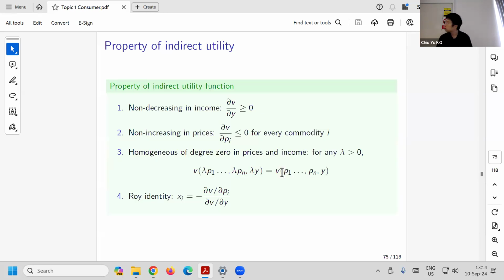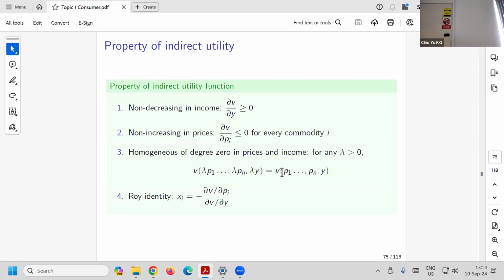Before we do that, there are some properties that are not surprising. The first one is your V will be non-increasing in price and non-decreasing in Y, right? More income will not make you worse off, and a higher price cannot make you happier. Of course, if you look at CCTV, sometimes they said people are welcoming the increase in price, but it doesn't violate this, right? It still can be equal.